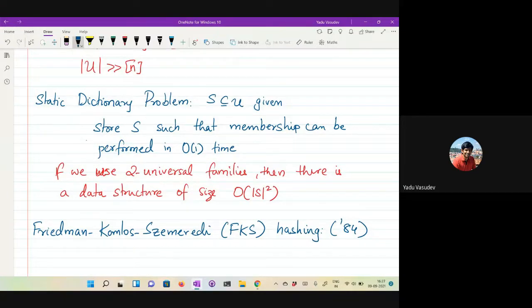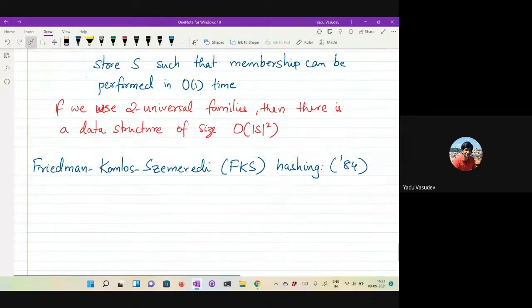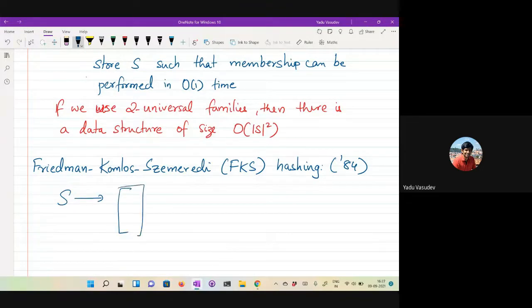The first thing to note is that you cannot just use two universal hash families because of the collisions and so on. So this you cannot do. The idea that Friedman, Komlos, and Szemeredi use is that they do two levels of hashing. Okay, so what they do is they take S first and they hash it into a table. This table is going to be of size order cardinality S, right?